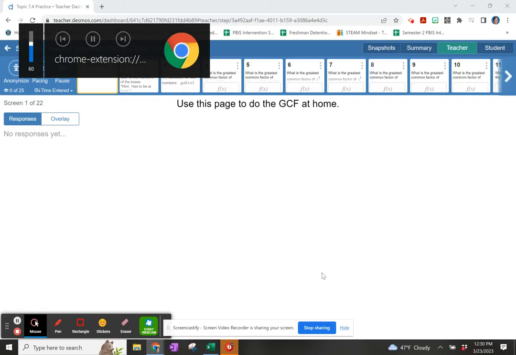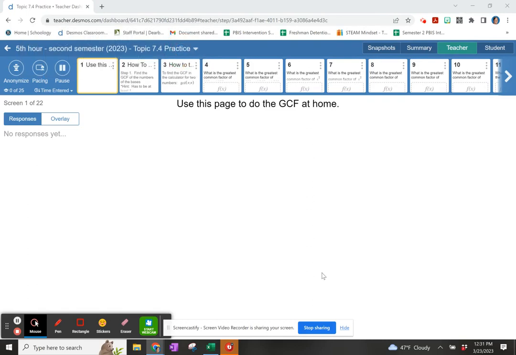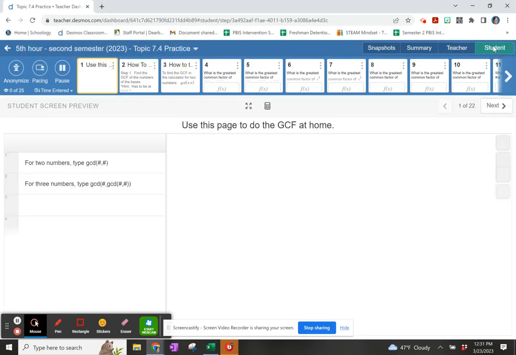In this video, we are going to discuss topic 7 for practice. The first slide that you have today is how to find the GCF of a number if you have 2 terms or 3 terms at home. We will use this for slides 4 through maybe 8.